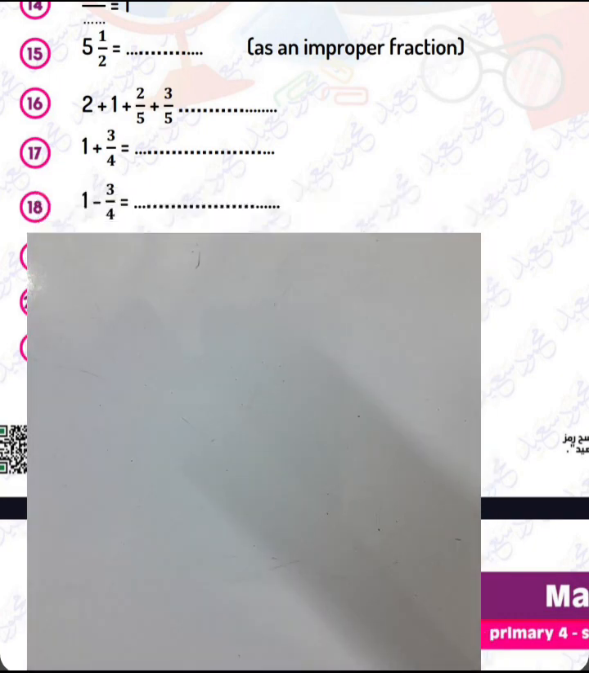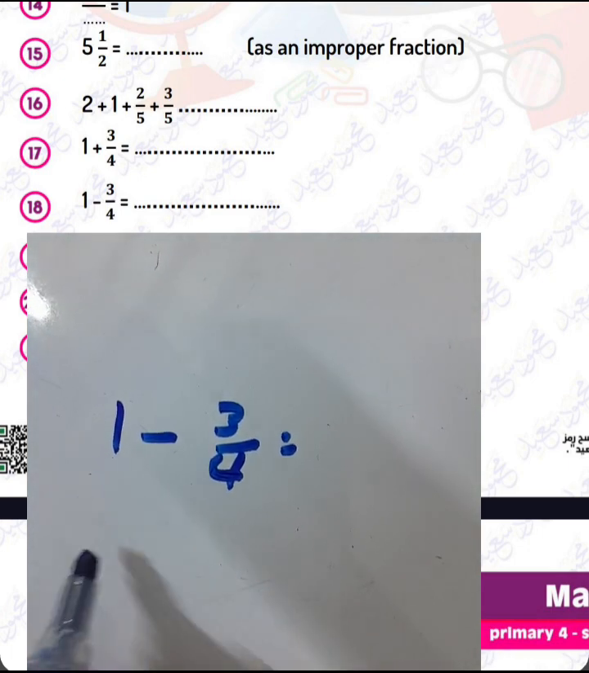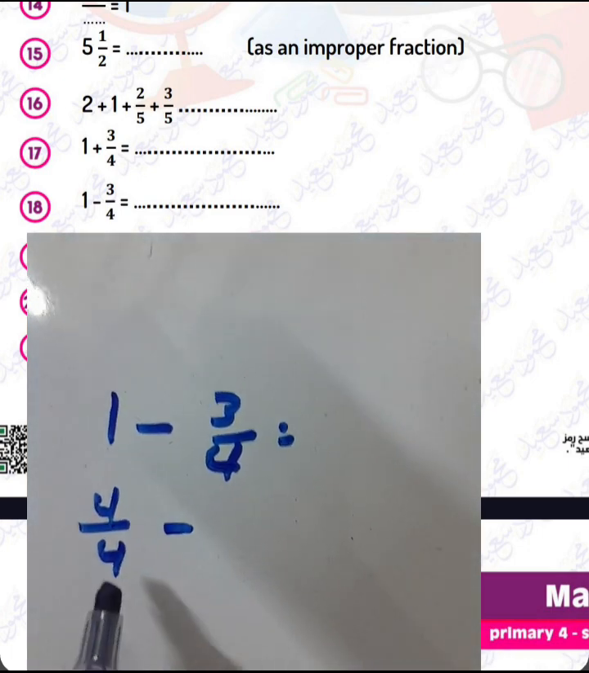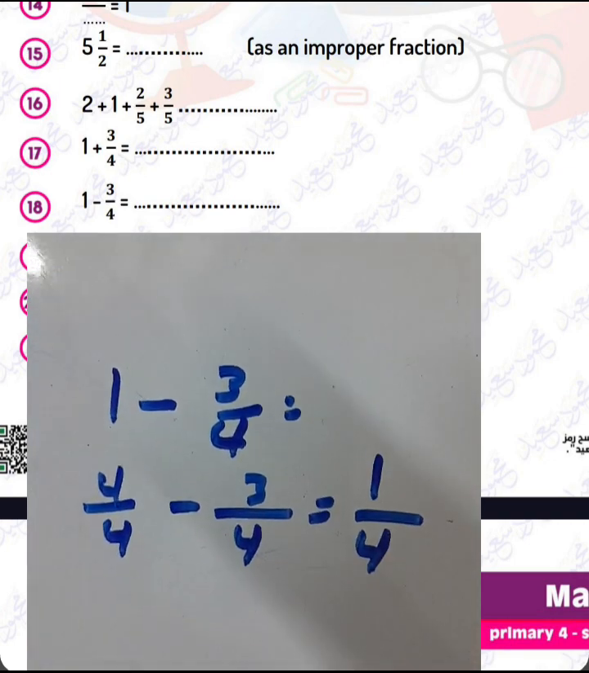1 subtract 3 fourths. We can convert 1 here to 4 over 4, a like denominator, and then find the difference between them. 4 minus 3 equals 1, then the result will be 1 over 4.